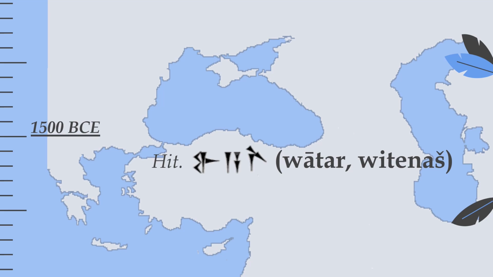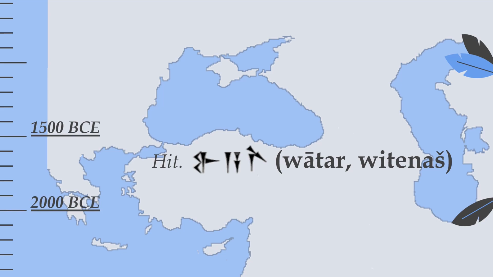This is how it was written, Hittite, word for water. These characters are called cuneiform, and this sounded as water in the nominative case and witenash in the genitive case. So you see how close this is to what we saw in Proto-Germanic, wator, watin is? Yeah, there you go.